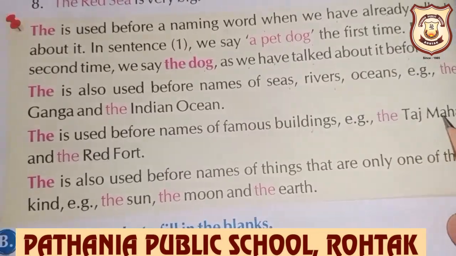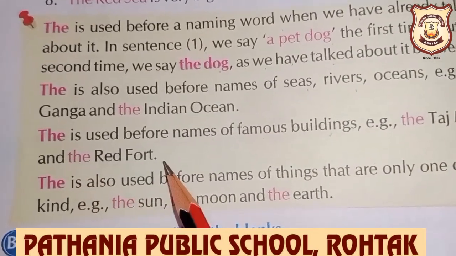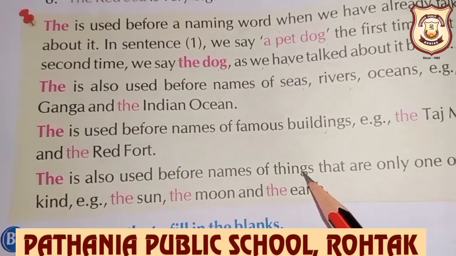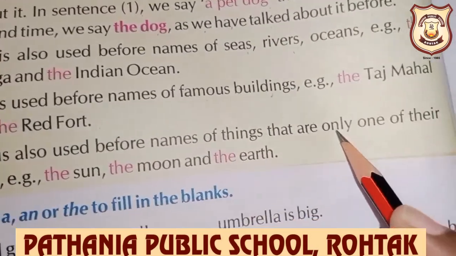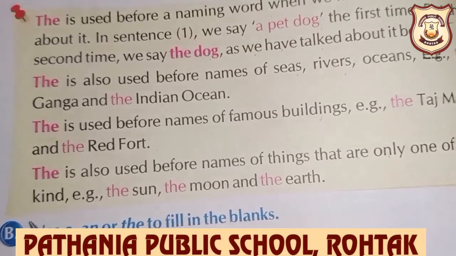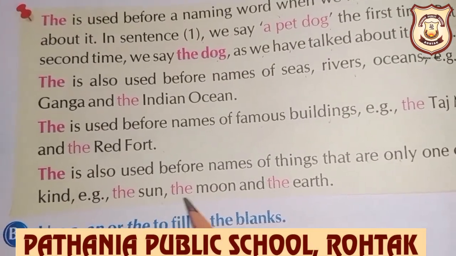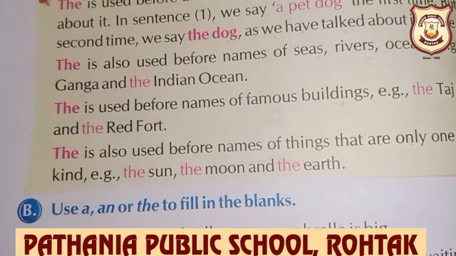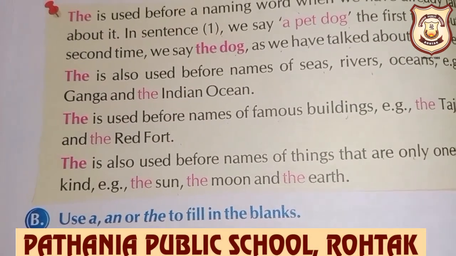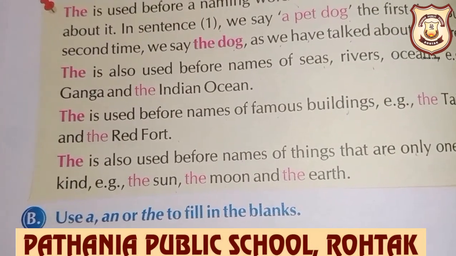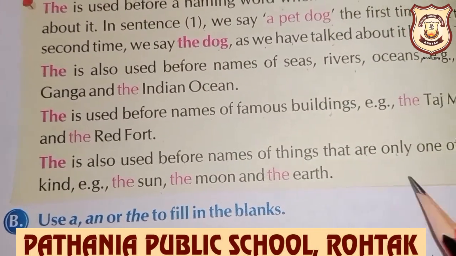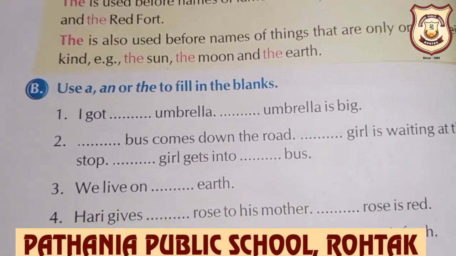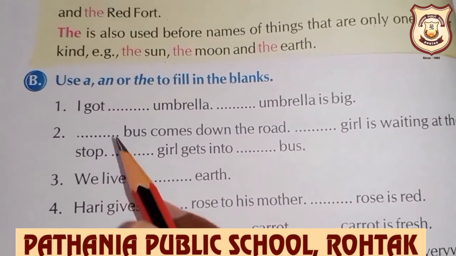Example, the Taj Mahal, the Red Fort. The is also used before names of things that are only one of their kind. Example, the sun, the moon, the earth, or all 9 planets. They are only one. It's not like that कि रोज अलग अलग सन आता है. Sun एक ही है. These are unique. These are only one. Okay. Now let's do question number B.